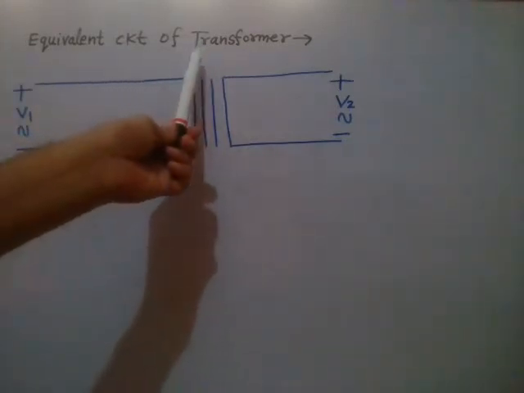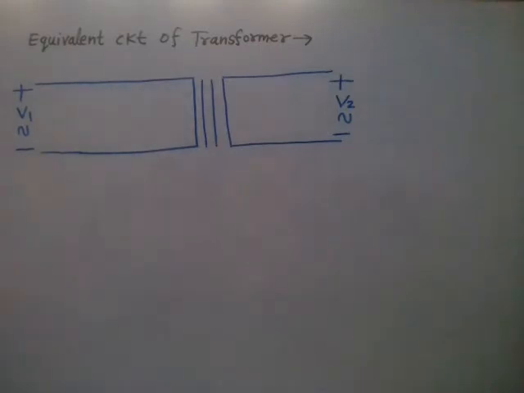Equivalent circuit of transformer that we are going to discuss now. As we have already discussed in the operating principle of transformer, what is a transformer? Transformer is a static electromagnetic device that transforms electrical energy from one circuit to another circuit at a constant frequency through mutual coupling, right? And it is used to step up or step down the voltage, to increase or decrease the voltage, right?